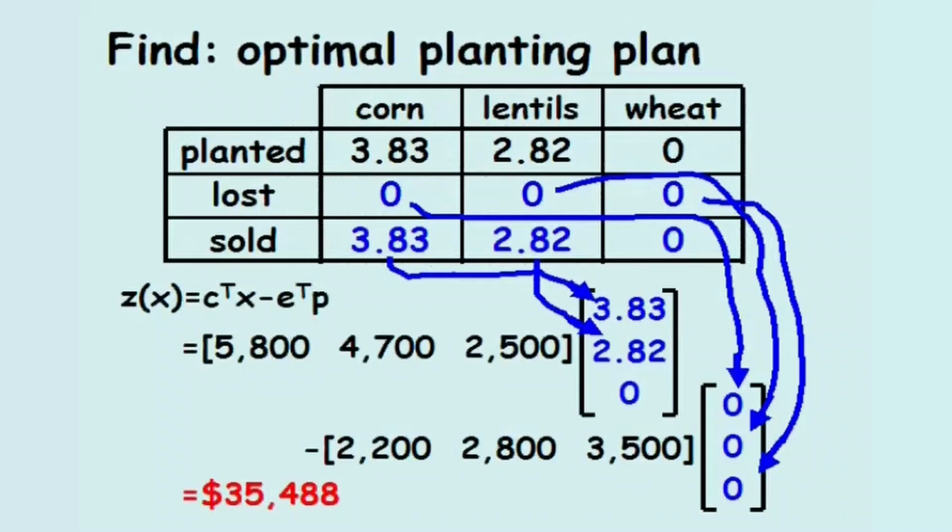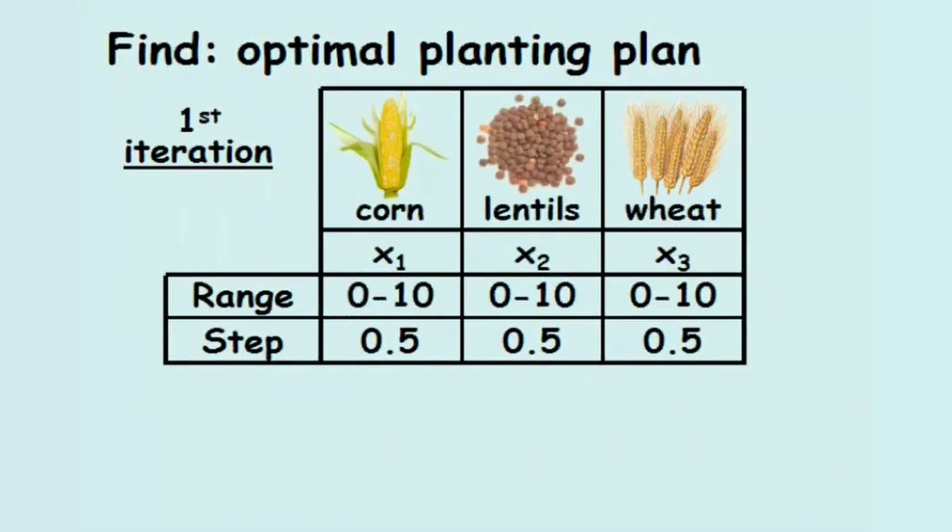The total profit from this scenario would equal $35,488 and exemplifies the cost of having to make a decision without knowing the quantity of resources available. To solve this problem, we'll employ Monte Carlo simulation for multiple planting plans.